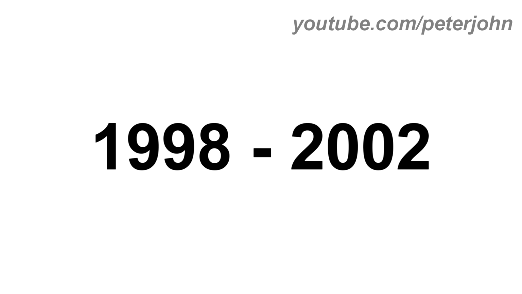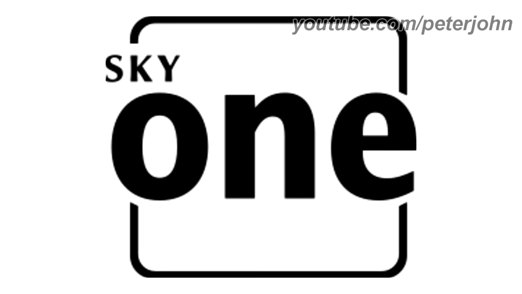1998 to 2002, there is a black square, and inside it, there is the word one in black text, and on the top left of the word one, there is the word Sky also in black text. Here is a bumper.